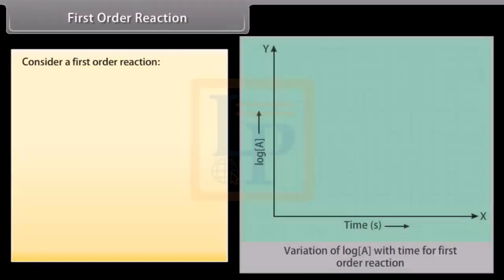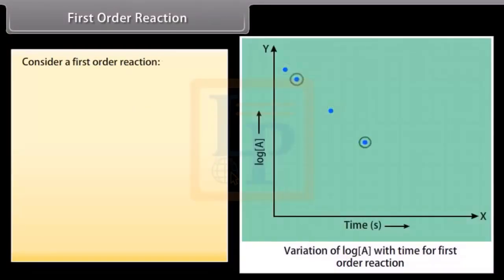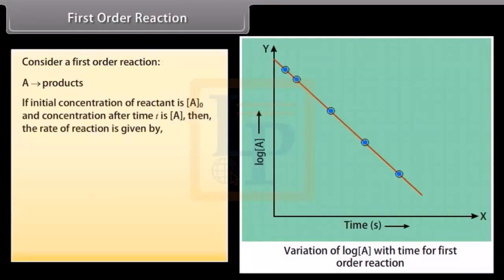First order reaction. Let us consider a first order reaction in which A is changing into products. If the initial concentration of reactant is A naught, and the concentration after time t is A, then the rate of the reaction is given by minus dA by dt is equal to the product of k and A. It can be written as minus dA upon A is equal to k dt.